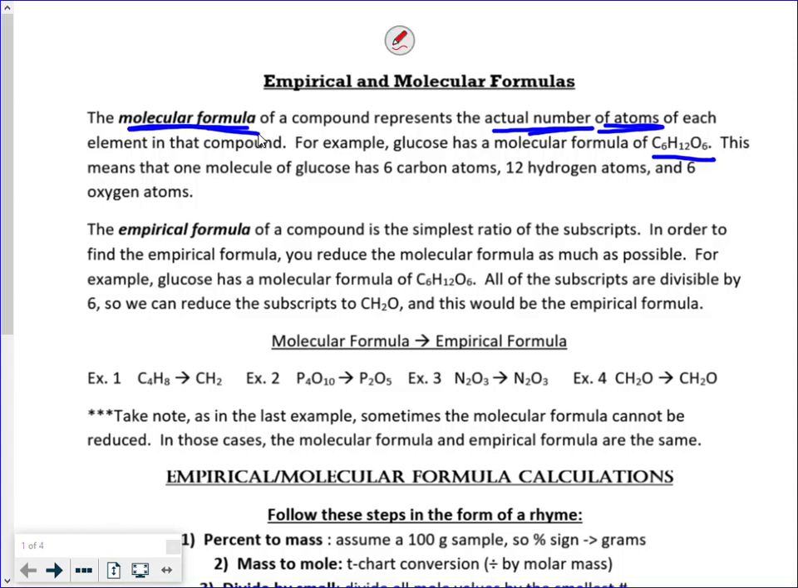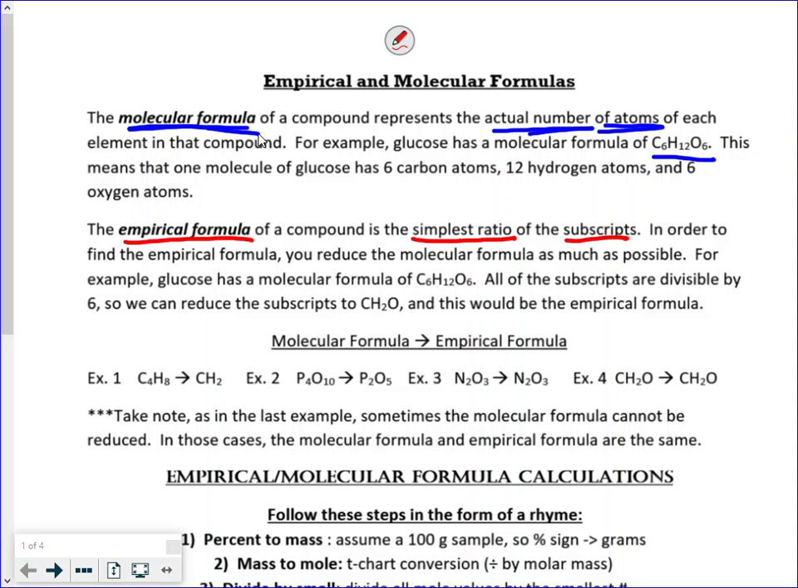The empirical formula is the simplest ratio of the subscripts. So it's like the most reduced form of the compound that you can possibly have. But the empirical formula is helpful because, like I said, you can do some calculations with the moles and figure out the molecular formula.